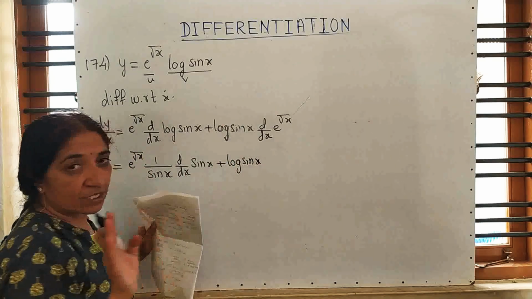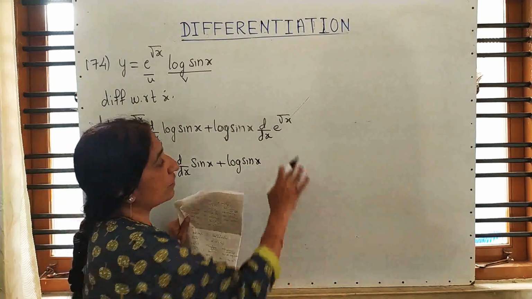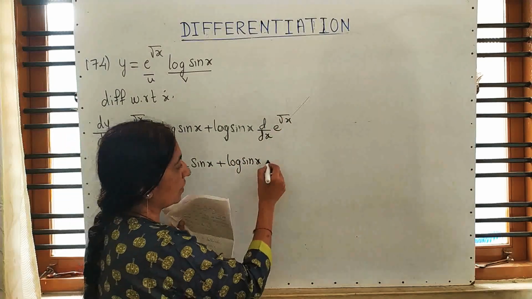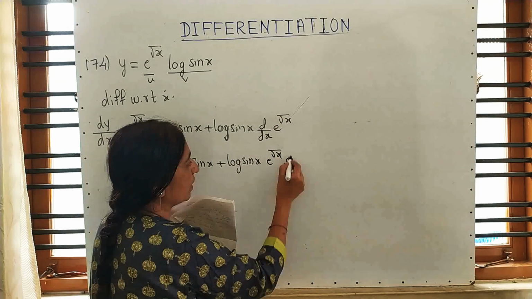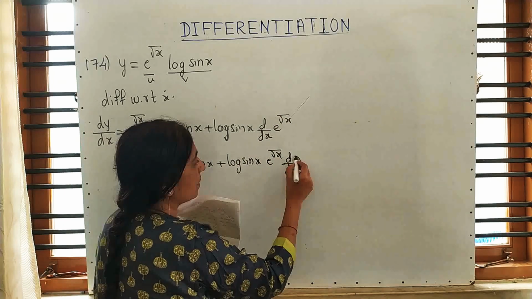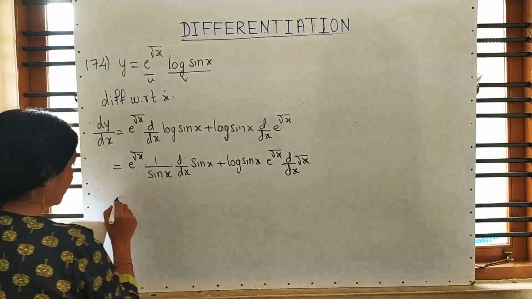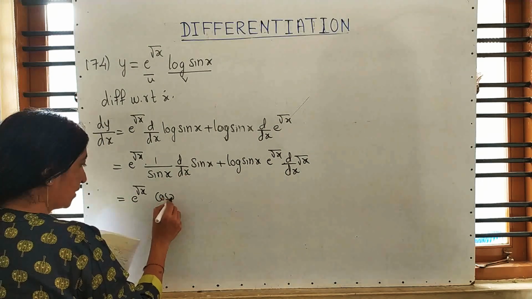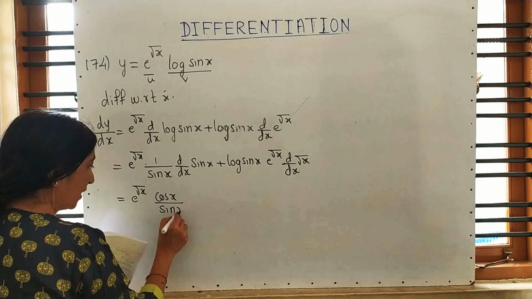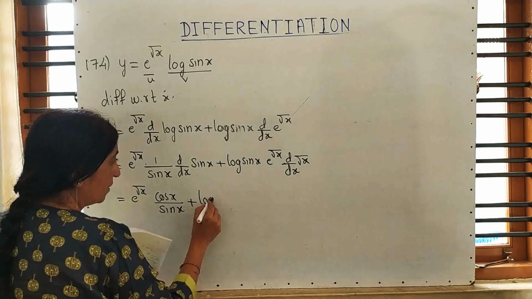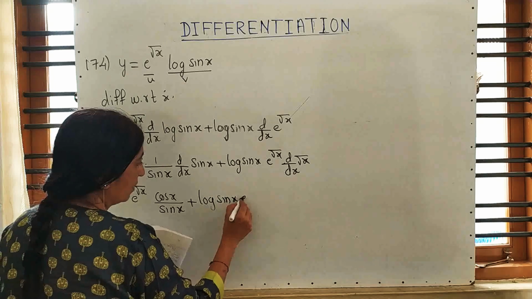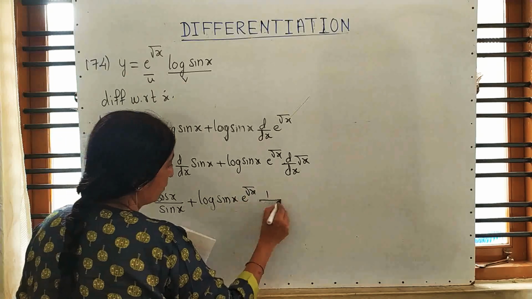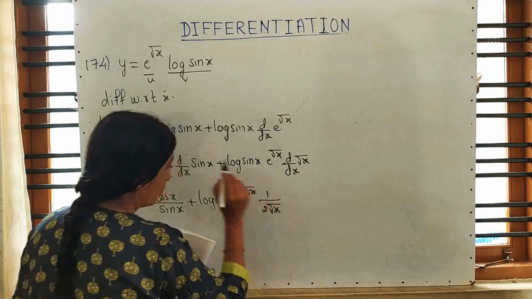Yes, tell me what is the differentiation of e raised to x? Differentiation of e raised to x is e raised to x. This is e raised to root x into differentiation of root x. e raised to root x. Differentiation of sin x is cos x upon sin x, plus log sin x e raised to root x. Differentiation of root x is 1 by 2 root x.